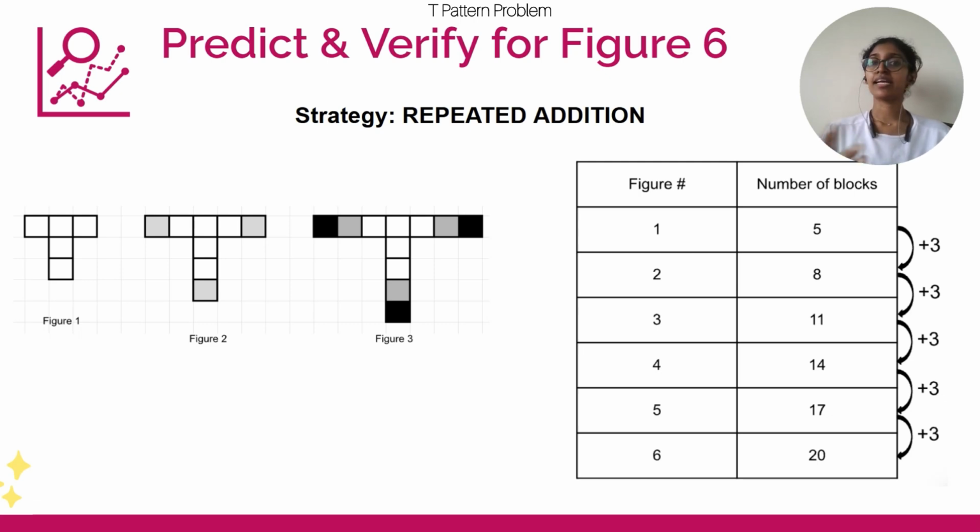So for figure 1, there are a total of 5 blocks. Figure 2 has 8 blocks, and it's increasing by 3 every time. So to find the number of blocks for figure 6, the students will keep on adding till figure 6. And the final answer they get here is 20. The number of blocks is 20. So this is one strategy the students might use.